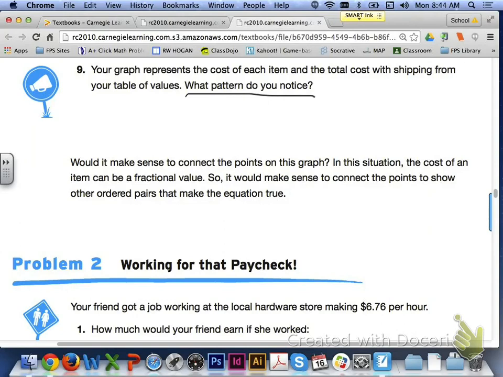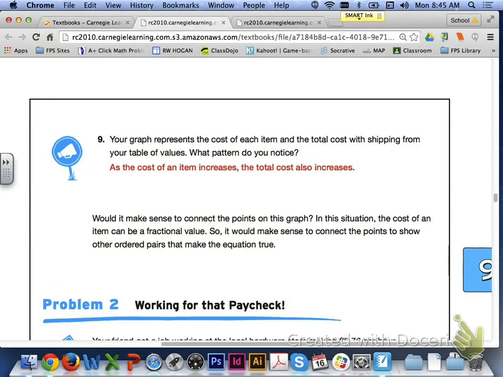Let's take a look at number 9 at the top of page 639. It says that your graph represents the cost of each item and the total cost with shipping from your table of values. What pattern do you notice? You should be able to see from the graph that as the cost of an item is increasing, then the total cost is also going to increase.